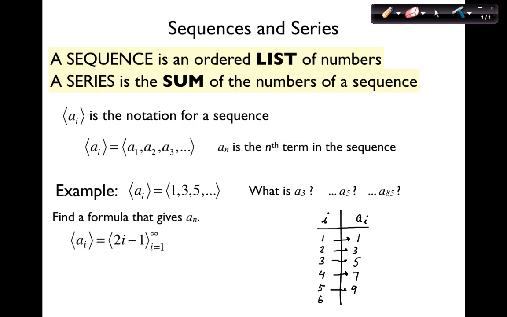So this is how we would write this. We would say the sequence is a sub i is 2i minus 1, where i starts from 1 and then just keeps going, right? Never ends. Let i be every value starting from 1. And that will create the sequence 1, 3, 5, the odd numbers, right? The odd numbers.